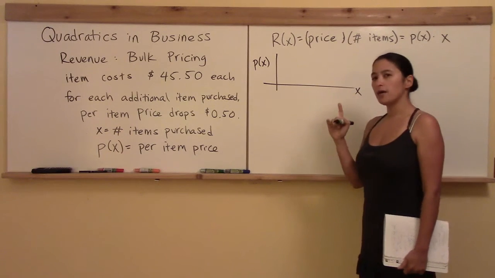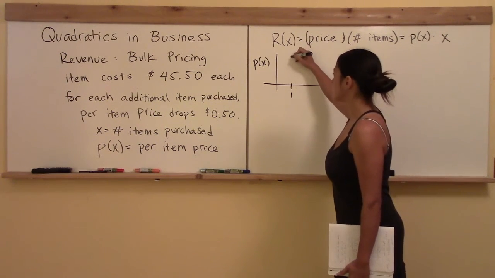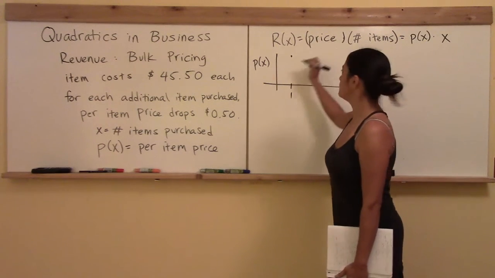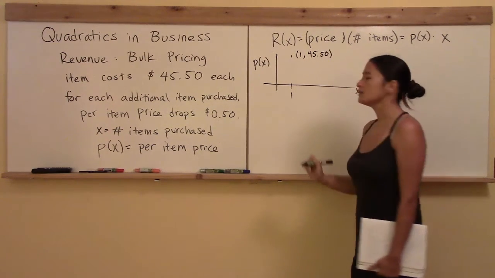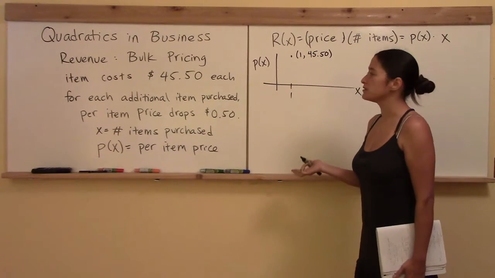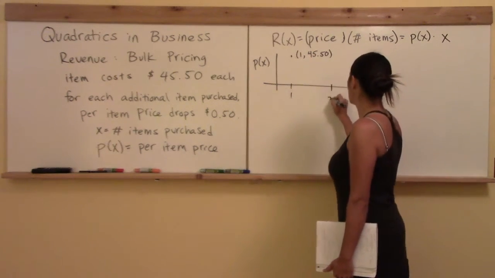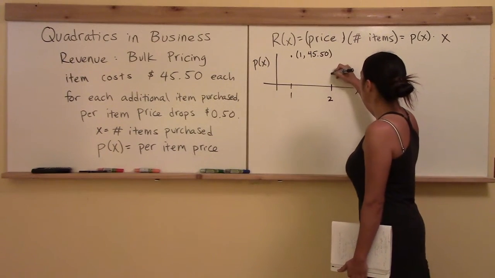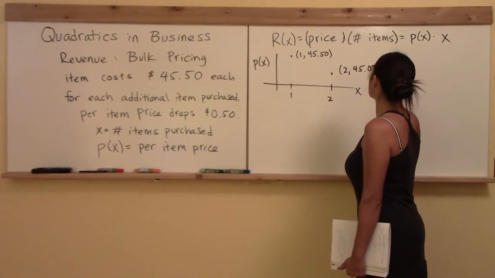If I buy one item, if x is equal to 1, then what's the price? $45.50. That's right. So one point on this line is (1, $45.50). Now if I buy 2 items, what's the per item price? $45. It went down by 50 cents. So I'm going to put the 2 all the way over here. Our next dot on this line would be (2, $45).